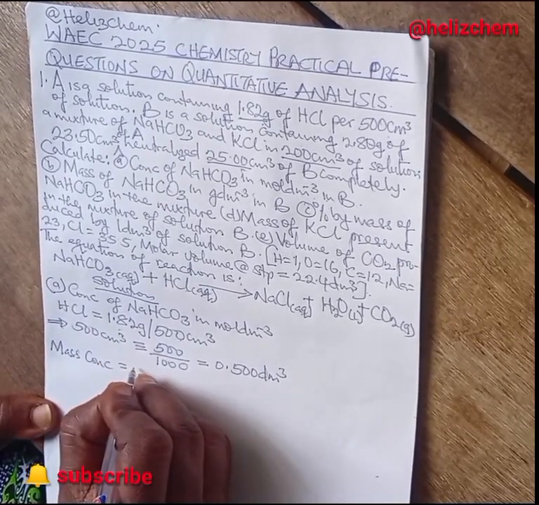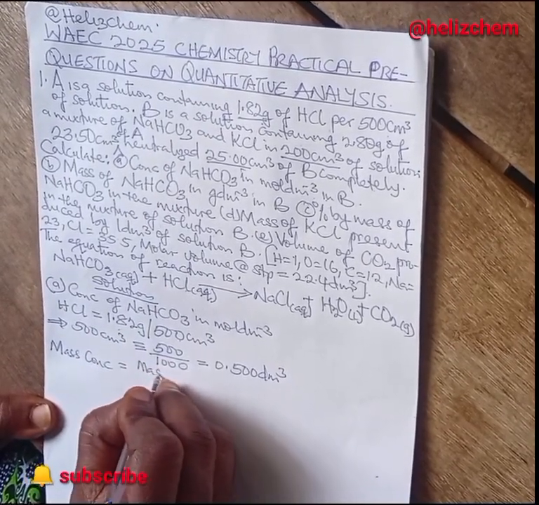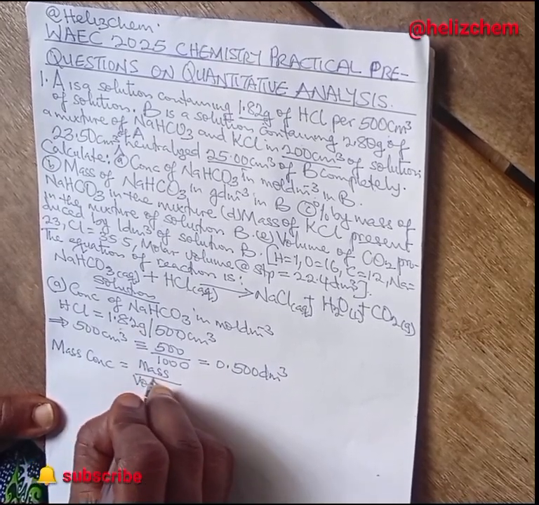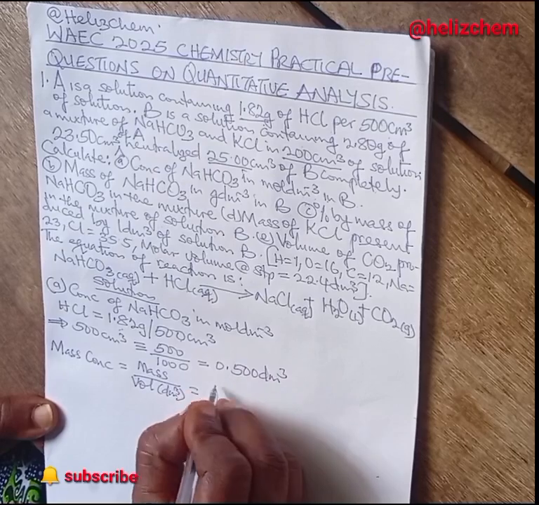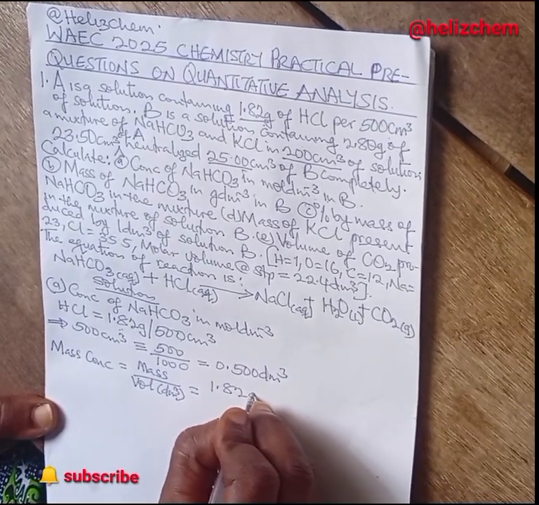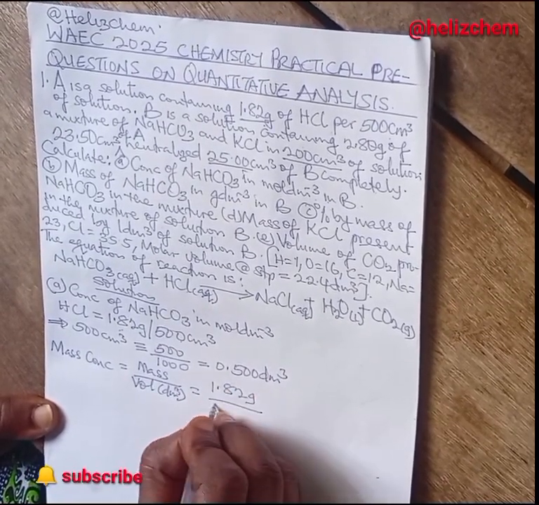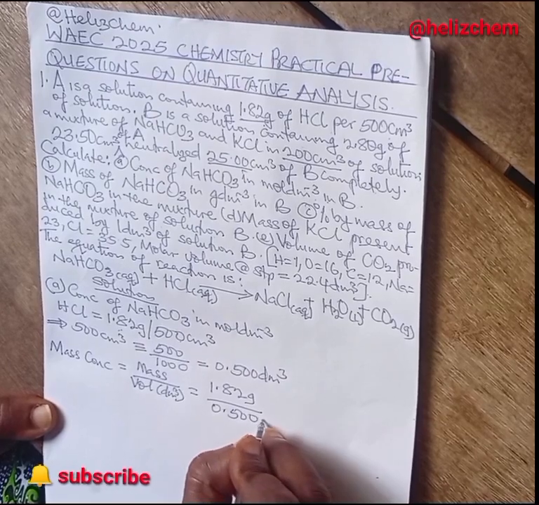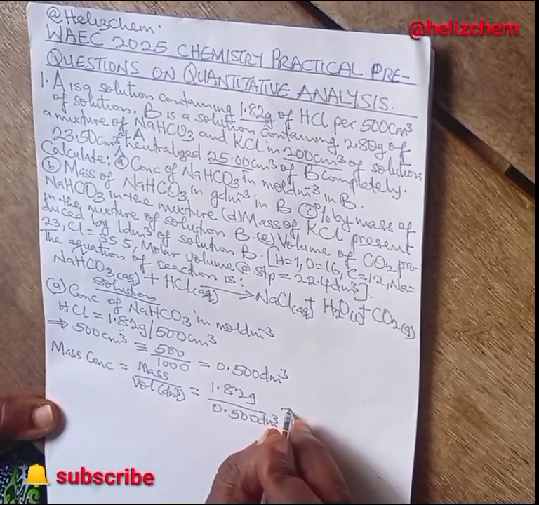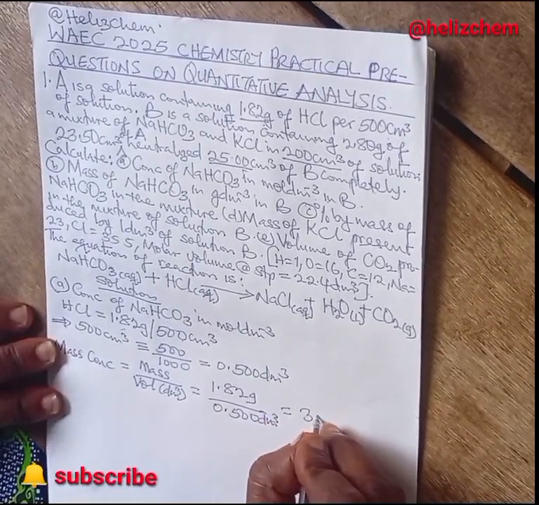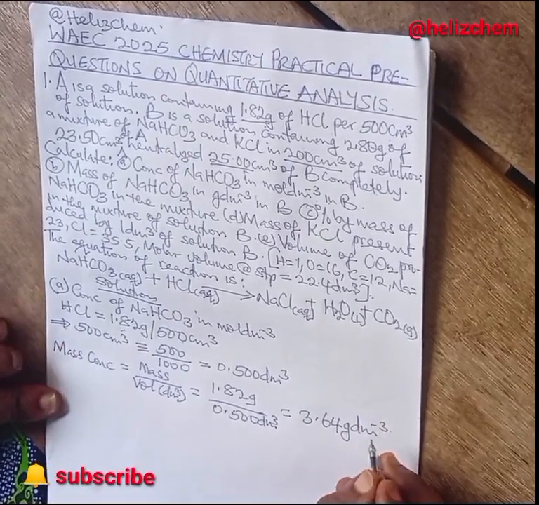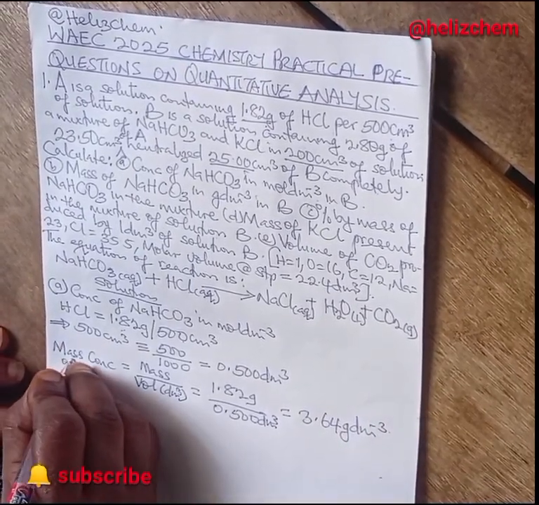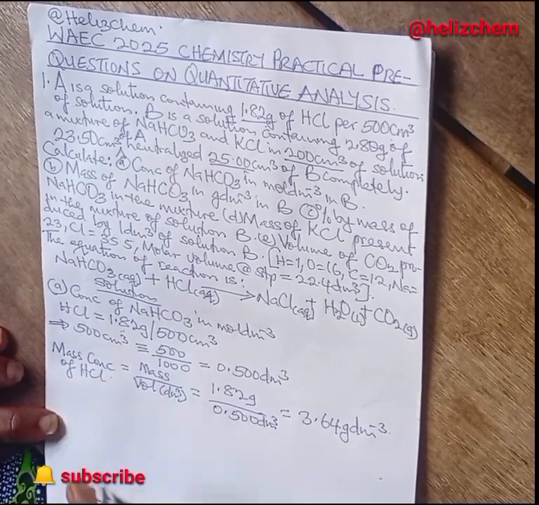Having done that, we have mass conc is equals to mass over volume in dm³. So you are given 1.82 gram over volume 0.500 dm³. And that will give me 3.64 gram per dm³. So this is the mass concentration of HCl.